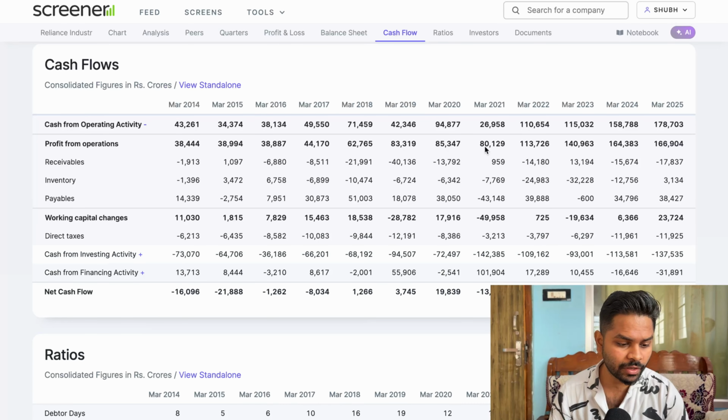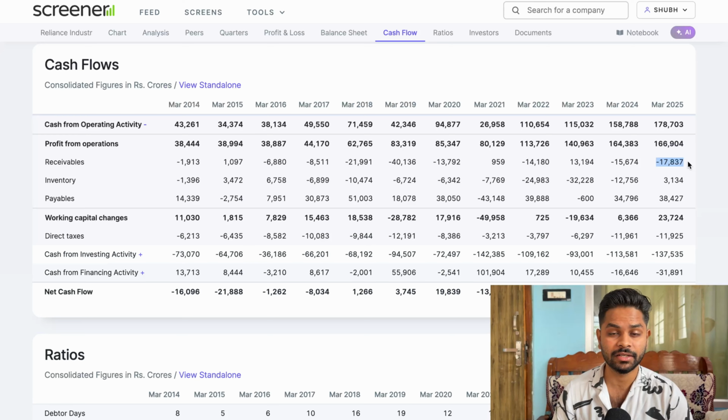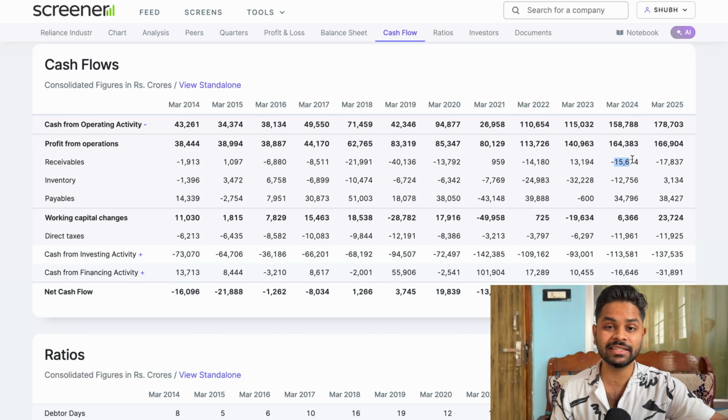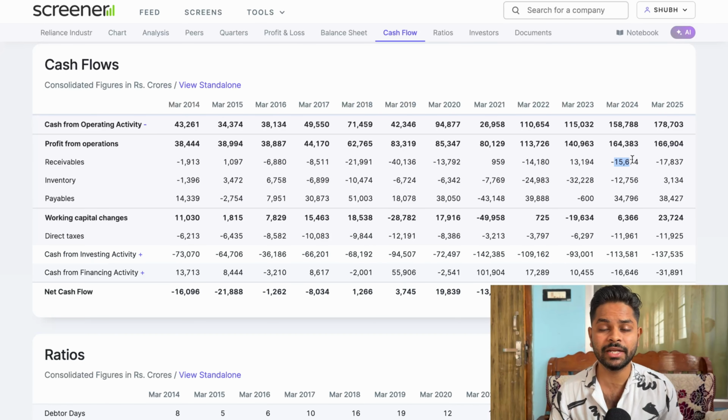So in 2024, it was 15,674, and in 2025 it is 17,837, which means the receivables have increased from last year. It means Reliance is struggling to collect money from its creditors. It was 15,674, now it is 17,837. It is higher than last year, right? So Reliance is giving more to its creditors than it is receiving money into its business. That is what receivable tells me.